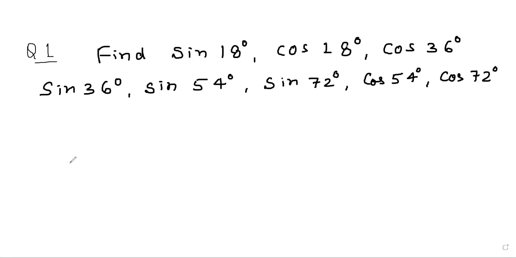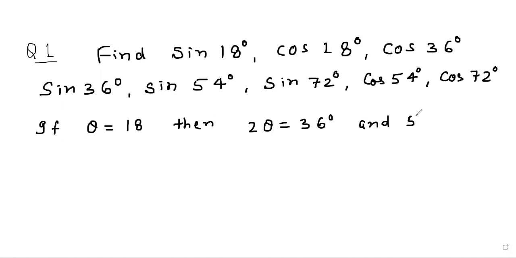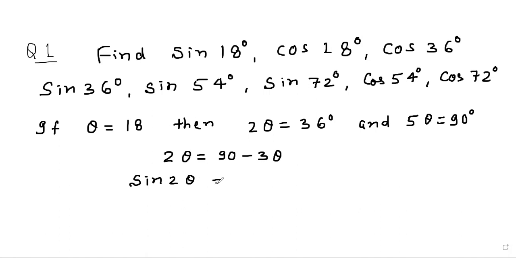Now, we are going to find the value of sine theta, that is sine 18 degree. So here, if theta equals 18 degree, then 2 theta will be 36 degree and 5 theta will be 90 degree. So we write 2 theta equal to 90 minus 3 theta. We can apply sine on both the sides. Sine 2 theta equals sine of 90 minus 3 theta.